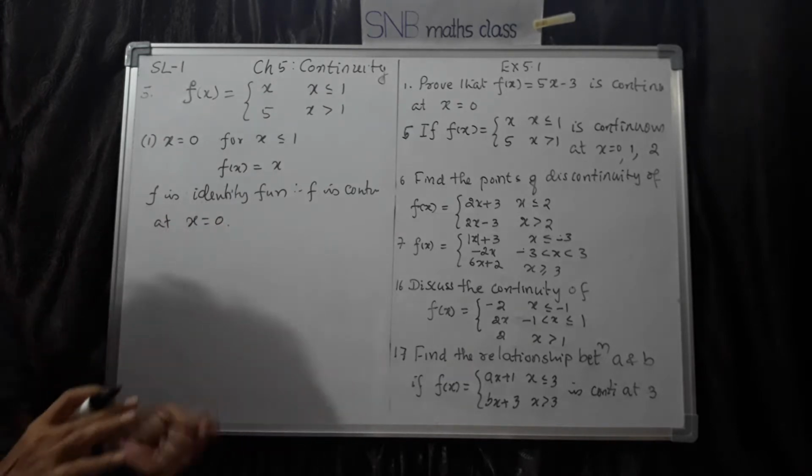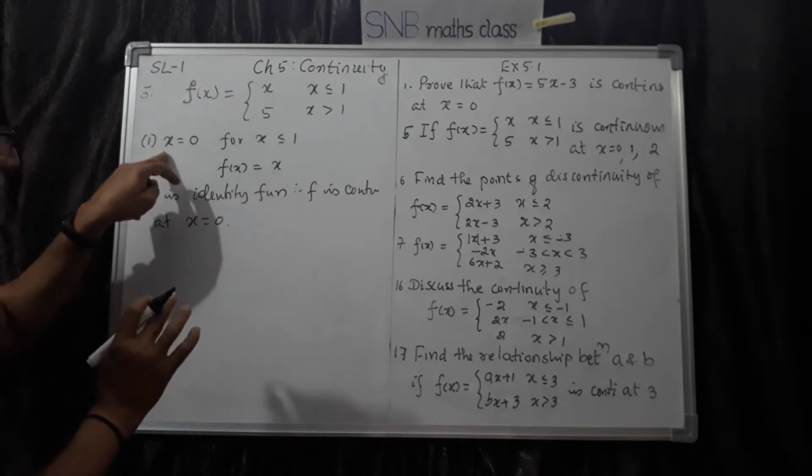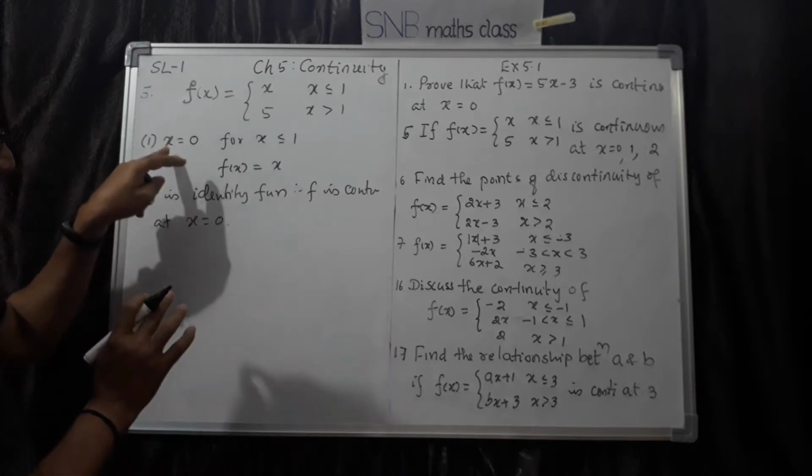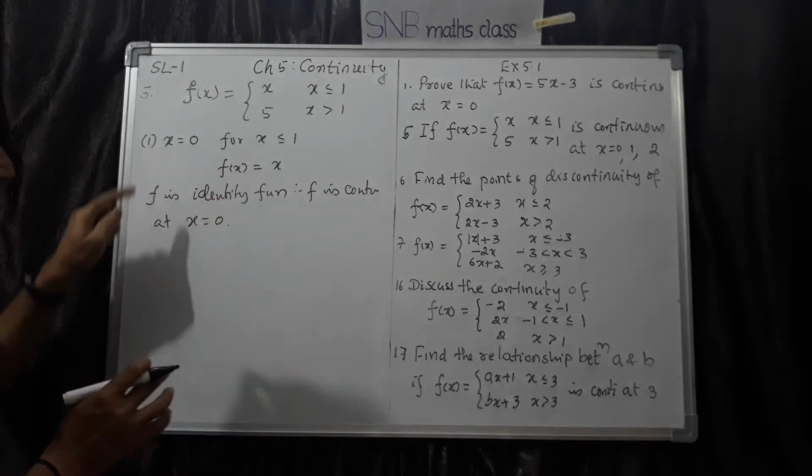So this is sufficient. Suppose you are not happy with this one, you can also find like this. Find the limit of f of x as x tends to 0. Also find at x equal to 0 the functional value, both are the same. So that is also correct. So this is the first one.